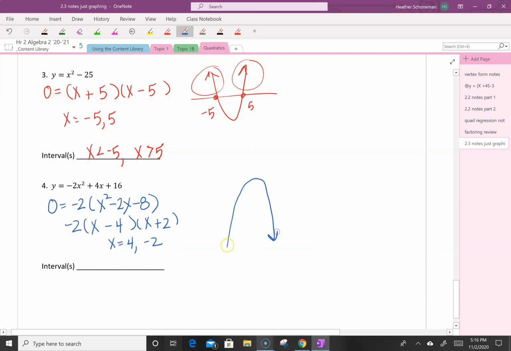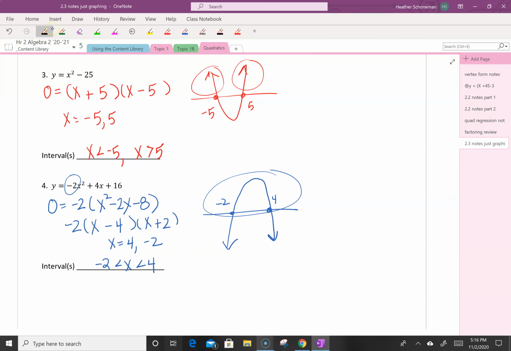Now this one's going to open down. I knew that because it was negative. It's going to cross the x-axis at negative 2 and 4. The only place it's positive is up here, which is in between negative 2 and 4.